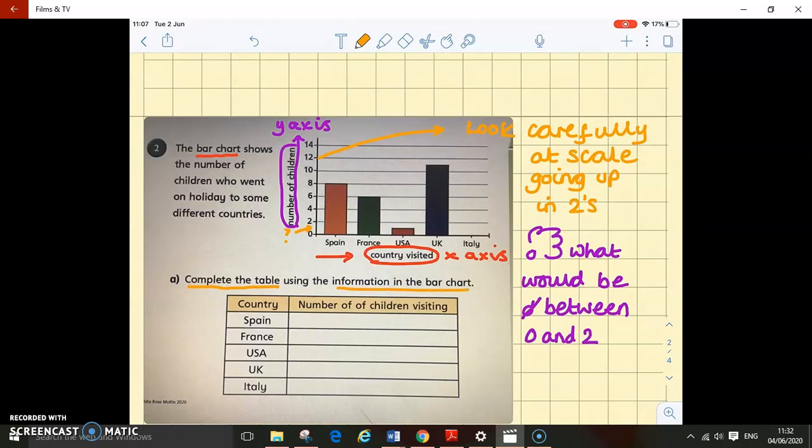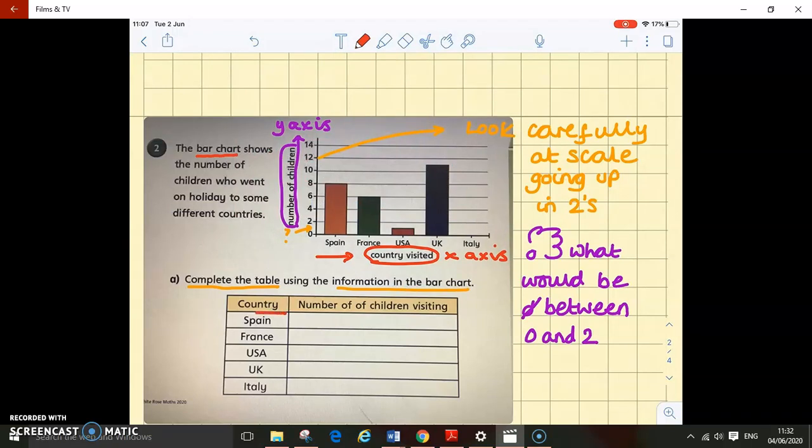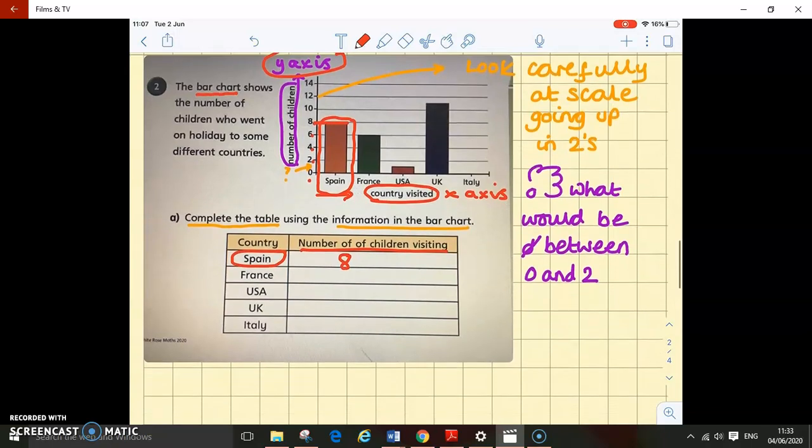We're going to have to complete the table. We're going to need to use the information in the bar chart to do that. So it's asking us the country Spain. Here's Spain on the bar chart. And we need to know the number of children that visited. So we're going to have to look at the top of the bar. Okay, we're going to look on the y-axis. We need the number of children. So I'm counting in 2s. The top of my bar is there. Therefore, the number of children that visited Spain was 8.